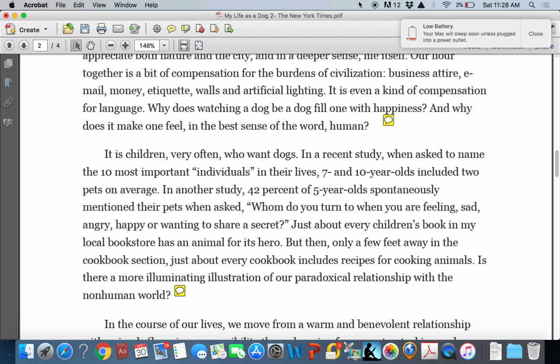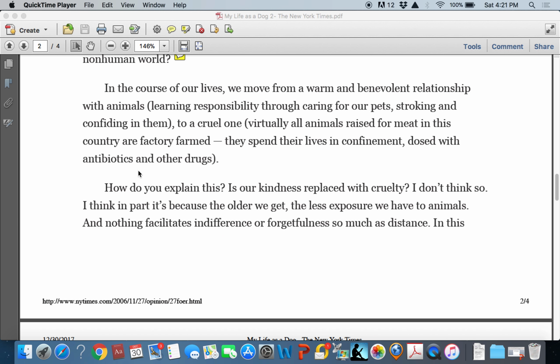Of our lives, we move from a warm and benevolent relationship with animals, learning responsibility through caring for our pets, stroking and confiding in them, to a cruel one. Virtually all animals raised for meat in this country are factory farmed. They spend their lives in confinement, dosed with antibiotics and other drugs.